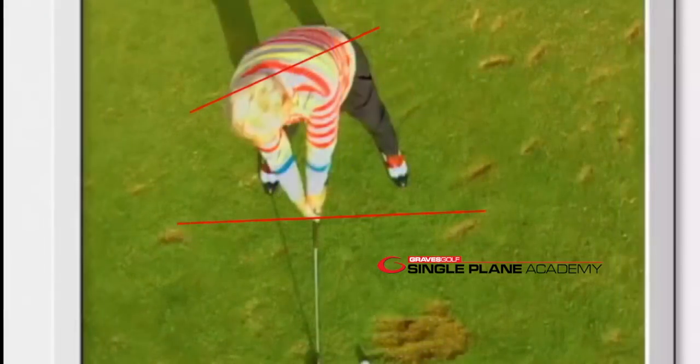Now, there clearly is rotation in Moe's body when he swings a golf club. However, there are parts of his swing that are non-rotational relative to a conventional golfer. And this is what simplifies Moe's swing.